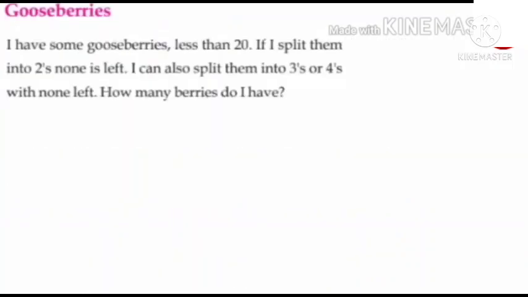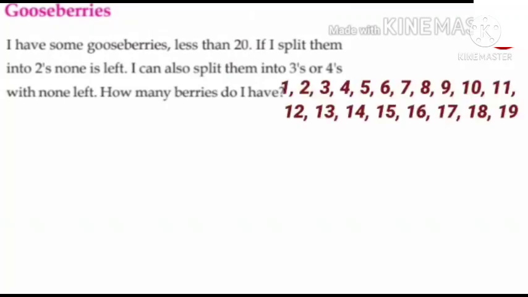Next activity, gooseberries. I have some gooseberries less than 20. If I split them into 2s, none is left. I can also split them into 3s or 4s, and none is left. How many berries do I have? Children, which are the numbers less than 20? Yes, 1 to 19. If she splits the gooseberries into 2s, 3s or 4s, no one is left. That means the number of gooseberries is a common multiple of 2, 3, 4.